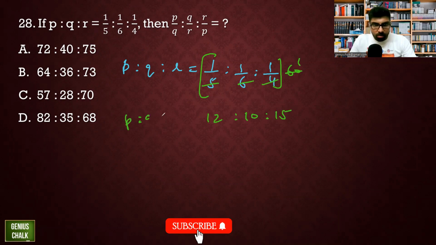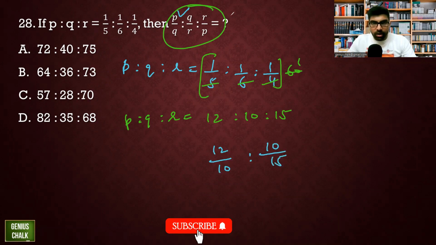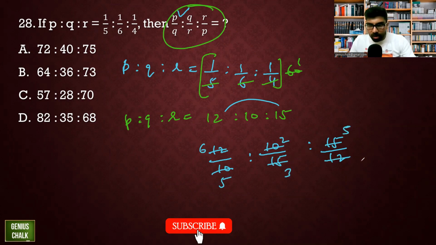So I have got P is to Q is to R. Now I can put the values here and get my result. So it is P by Q, that is 12 by 10, is to Q by R, 10 by 15, and R by P, 15 by 12. If they are cancelled, cancel them or directly multiply also. So this is 6 by 5, this is 2 by 3, this is 5 by 4. So basically this has come down to 6 by 5, 2 by 3, and 5 by 4.